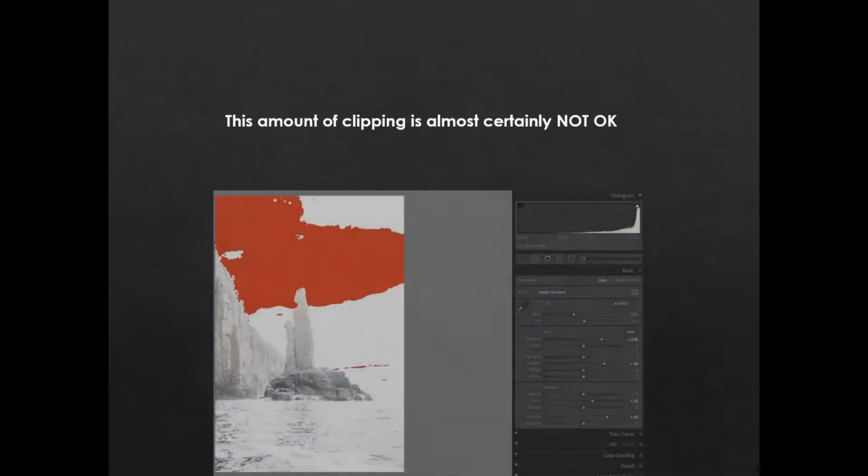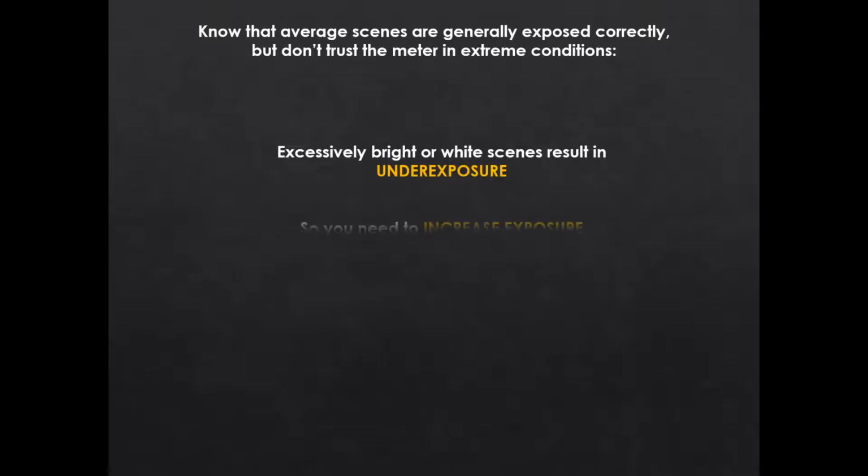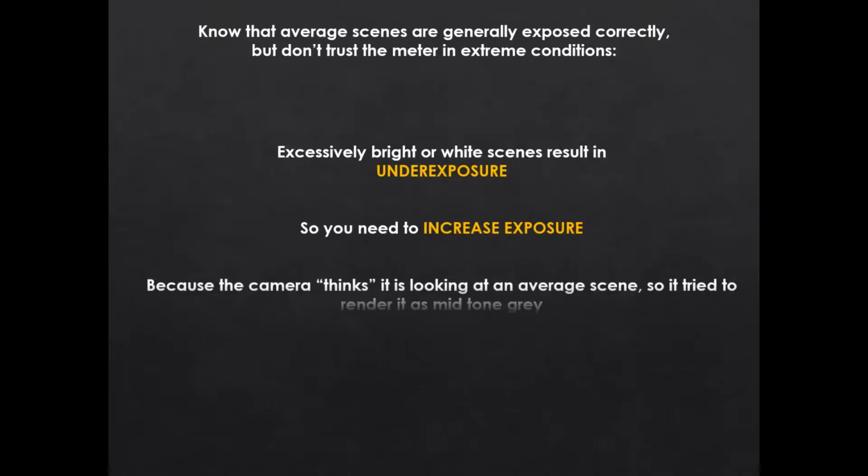But if you look at an image that has a huge amount of clipping showing on the back of the camera, that's probably not okay, and you need to do some rethinking. So a bit of experience goes a long way. And remember, of course, that when we're looking at exposure, average scenes are exposed averagely well, and unusual scenes obviously don't always work. So with excessively bright or white scenes, the camera will tend to underexpose the image because it wants to take that middle tone to grey, so you need to increase the exposure.